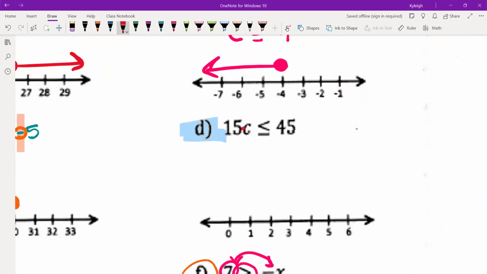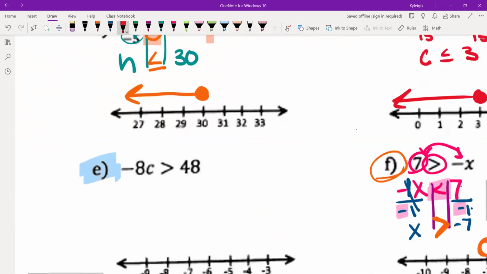D is multiplication, so you divide both sides by 15. I'm dividing by a positive, so nothing changes, and then that's just 3. So it's a closed circle going to the left. I think I said the last one was the left, but it was the right.